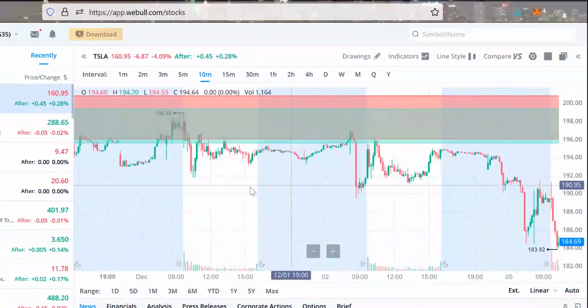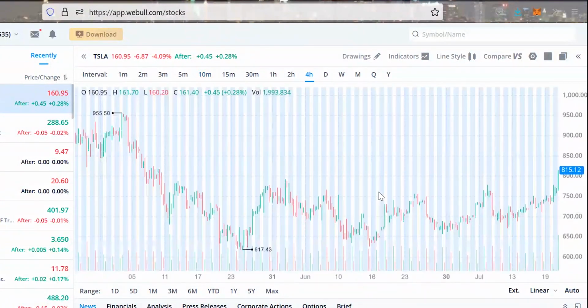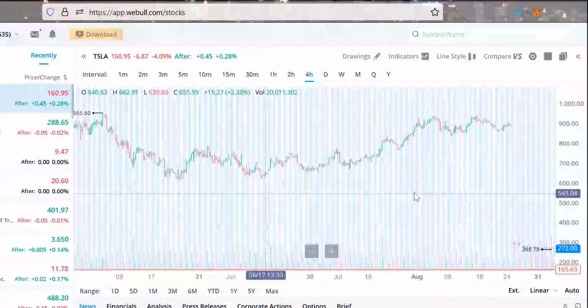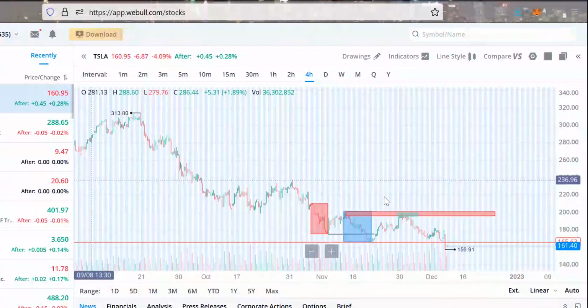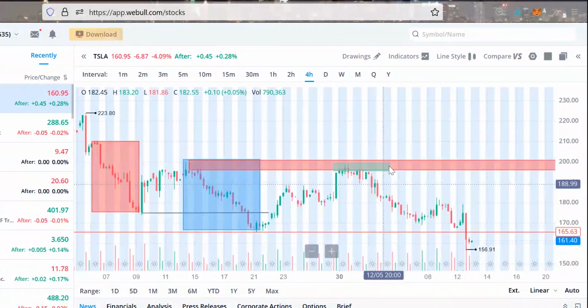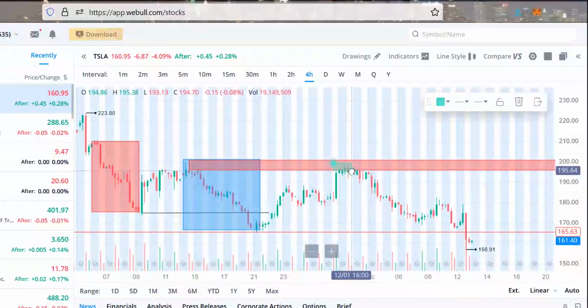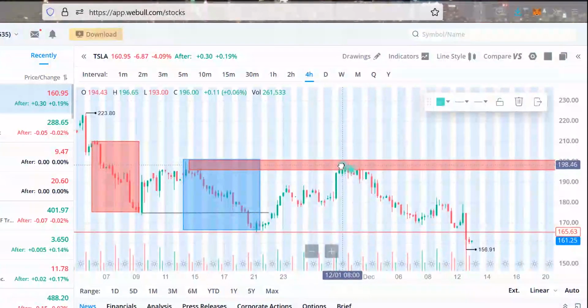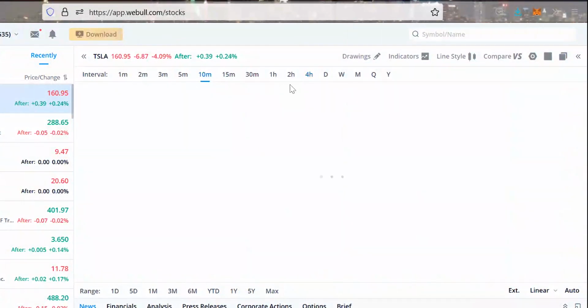That touch was right here. Was it there? 4 hours, 10 minutes. I want to make sure I make that box smaller. Right, that box is a little... I just want this area right here. That touch of that area. I'll include the pre-market. I'll break it down right there. Perfect, guys.